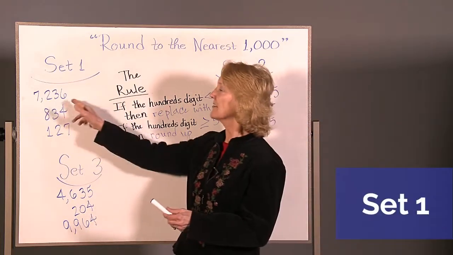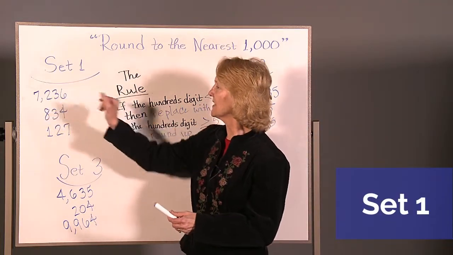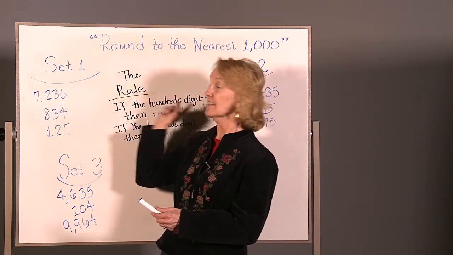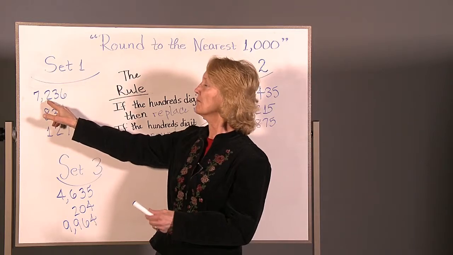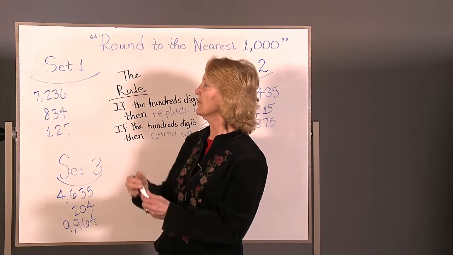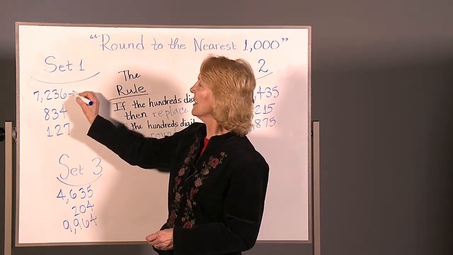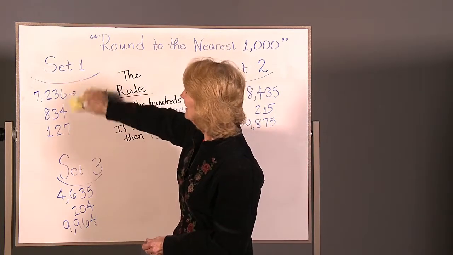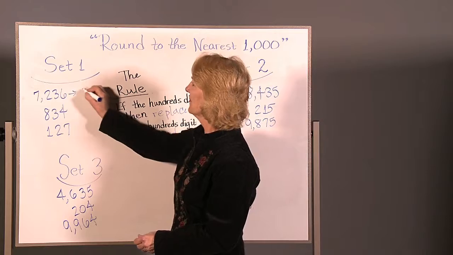Set 1 has 7,236. We look at the hundreds digit. The hundreds digit is 2. It's less than 5, so we simply drop it and replace it with a 0. So 7,236 becomes simply 7,000.